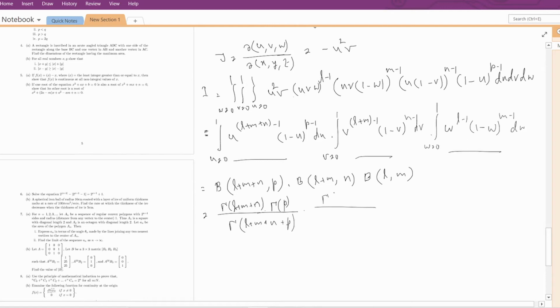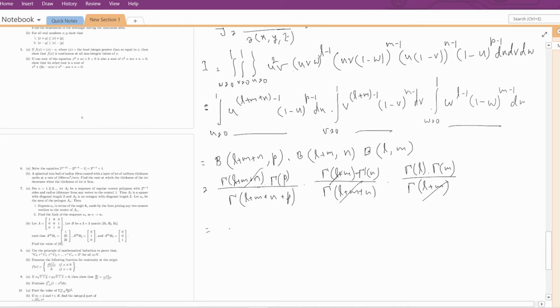Similarly here it will be gamma(L plus m) into gamma(n) divided by gamma(L plus m plus n). Similarly here it will be gamma(L) into gamma(m) divided by gamma(L plus m). Now you can cancel out gamma(L plus m) here, and gamma(L plus m plus n) as well. You will get gamma(L) into gamma(m) into gamma(n) into gamma(p) divided by gamma(L plus m plus n plus p). So this is what we had to prove, and this is done.